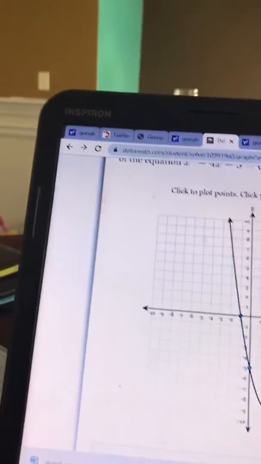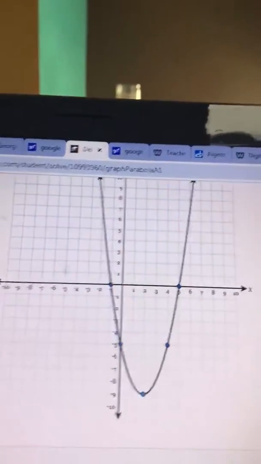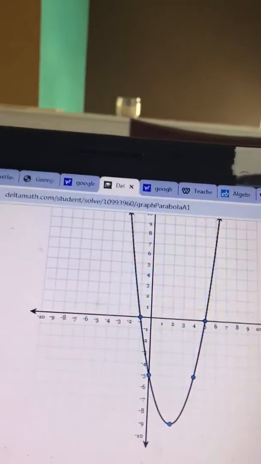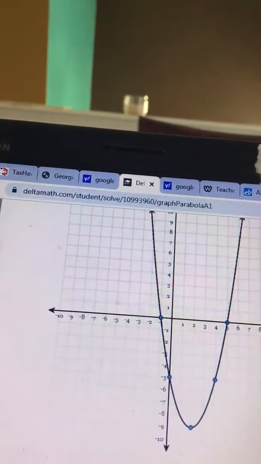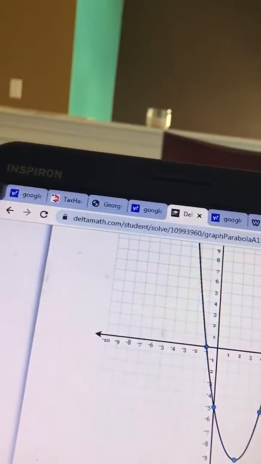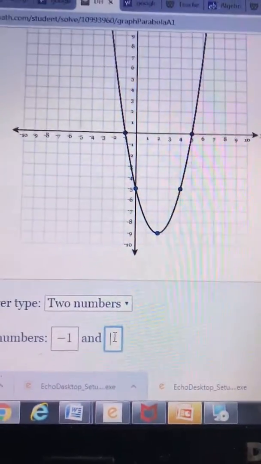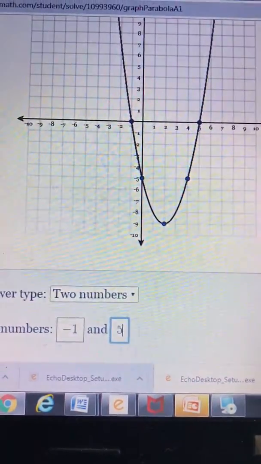Now it asks us to name the roots. So we come down here, we see how many times does it touch the x-axis, or what are my x-intercepts? That's another name for roots. So we have two numbers. Since we have two numbers, what are they? The number would be -1. Uh-oh, I meant to type that. You didn't even see it. Okay, and 5. Now we're sure of our answer.